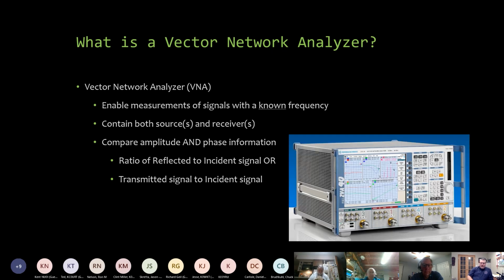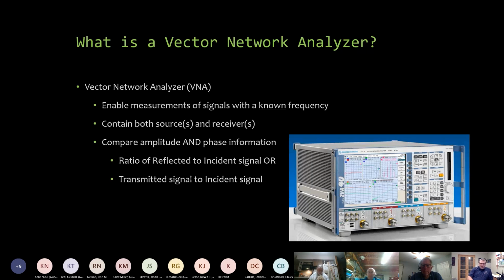So that brings us to a VNA. Where we use a spectrum analyzer to analyze signals with an unknown frequency, a VNA allows us to measure signals with a known frequency because it contains both a source of that signal and a receiver, and has the ability to compare the amplitude and the phase information of that signal. We look at that in a couple of different ways: a ratio of either the reflected to the incident signal or the transmitted signal to the incident signal. Those ratios allow us to analyze and characterize that signal.